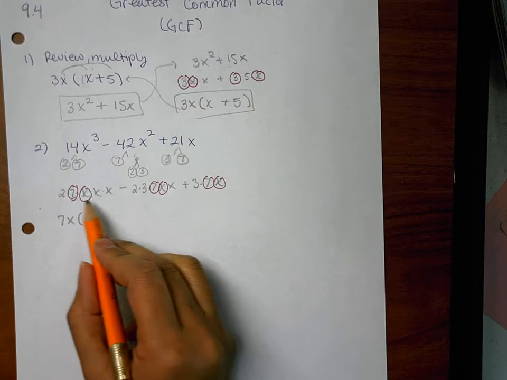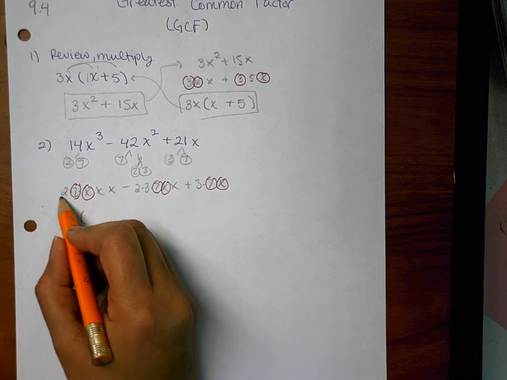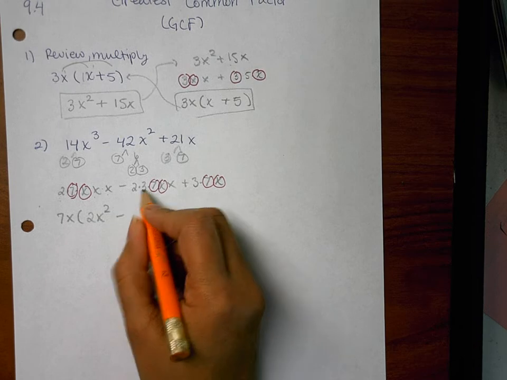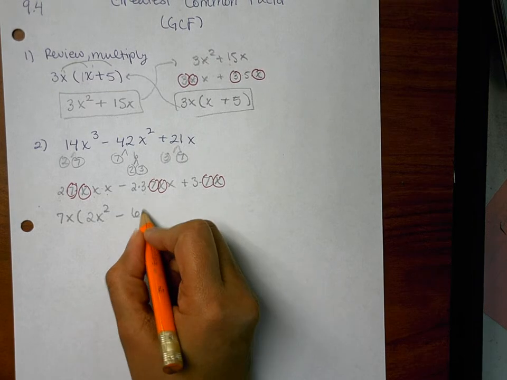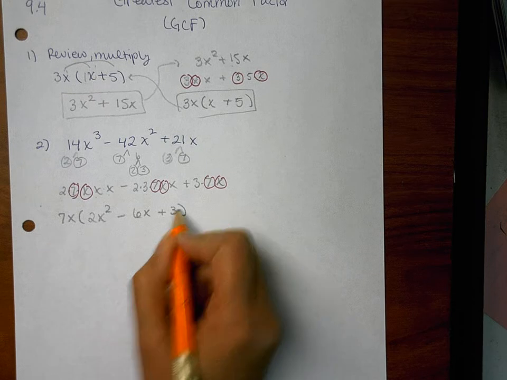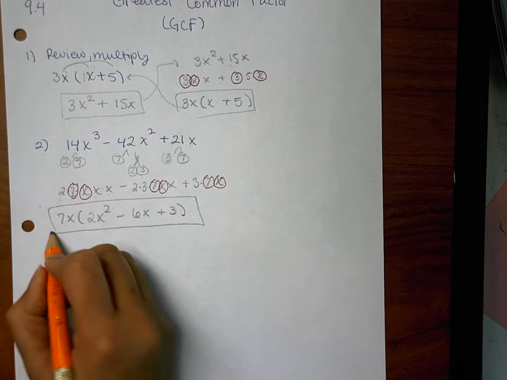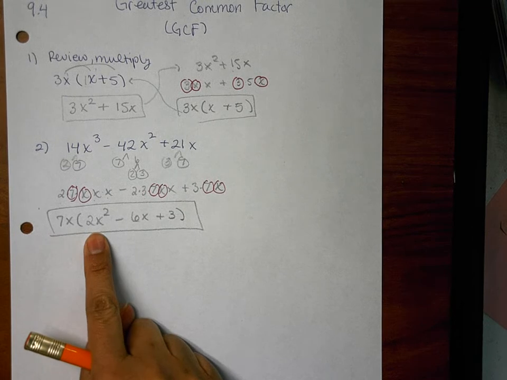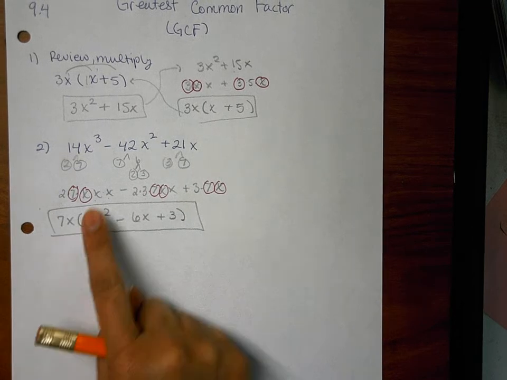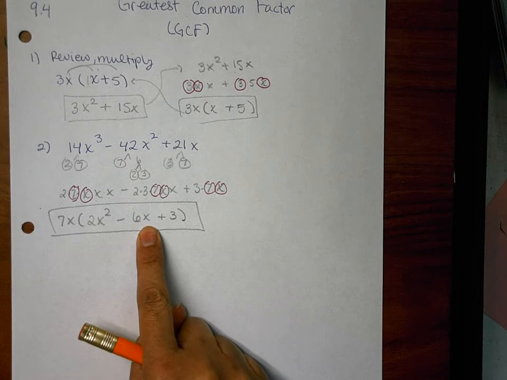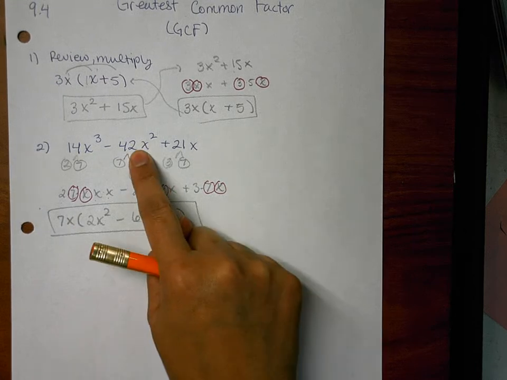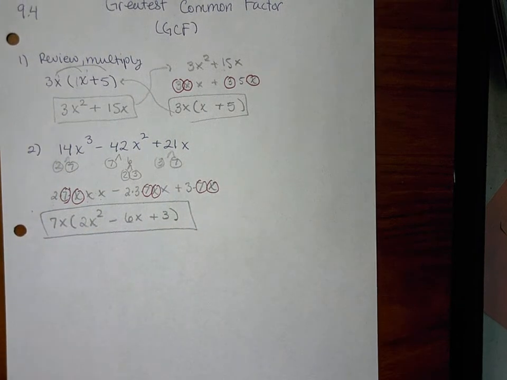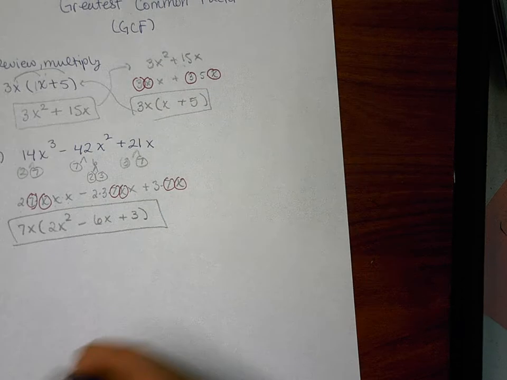7x times what would give me 14x cubed? Well, what's left over? 2 and x, and an x is 2x squared. 2 times 3 times x is 6x plus 3. Now you can check this. You should always check it. 7x times 2x squared would be 14x to the third. 7x times negative 6x would be negative 42x squared, and 7x times positive 3 would indeed be positive 21x.